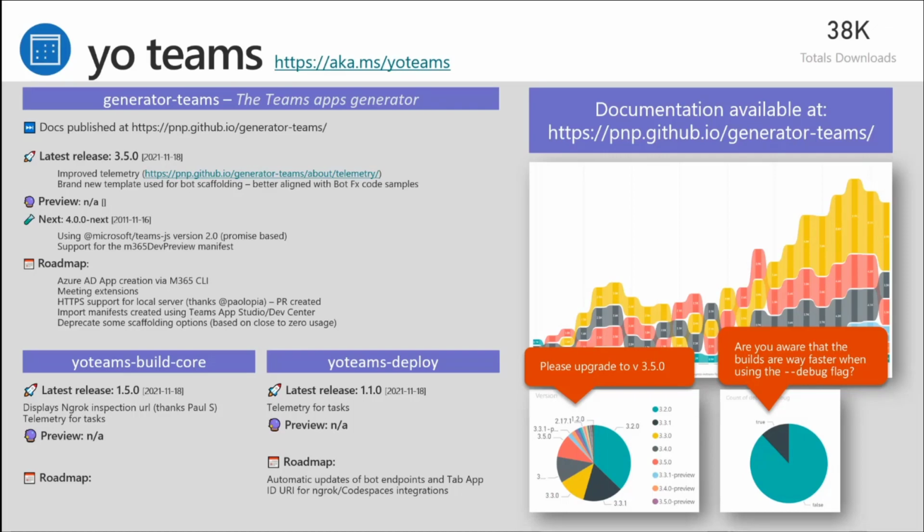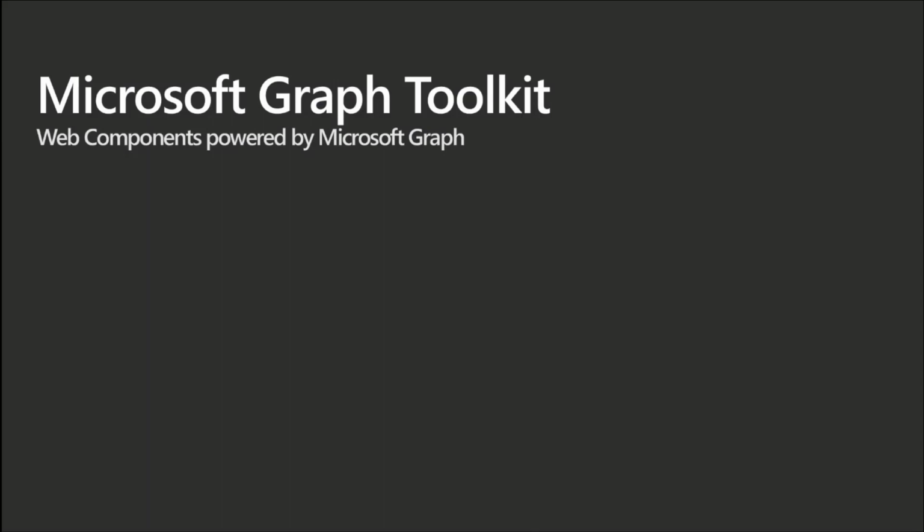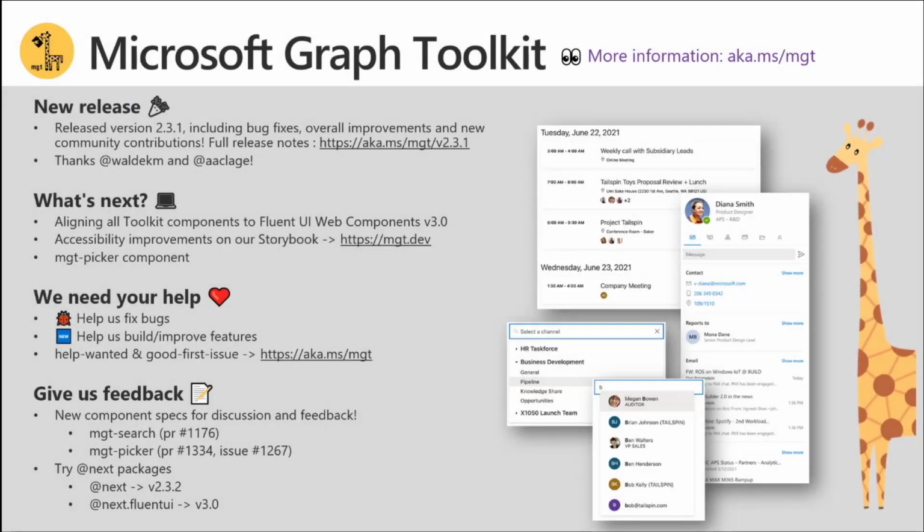Awesome. Thank you, Rick. Fantastic stuff. A lot of growth there. So definitely check that out as Teams development is on the rise. We'll move into Microsoft Graph Toolkit now. We've got a new release, 2.3.1, including bug fixes. What's next? We're going to be aligning the toolkit components to Fluent UI and UI web components, and of course, help is always requested. So provide feedback. You can always learn more at aka.ms/MGT. Very cool. There's been a lot of excitement around that this week here at the Collaboration Conference. So definitely take advantage of all those tools that are available.